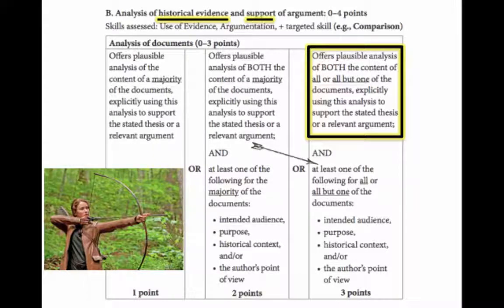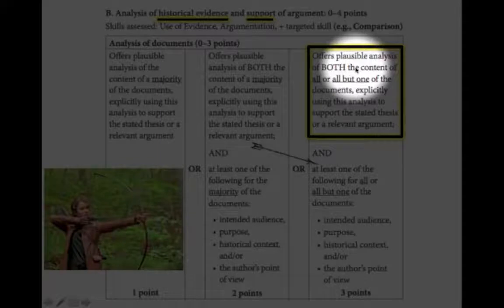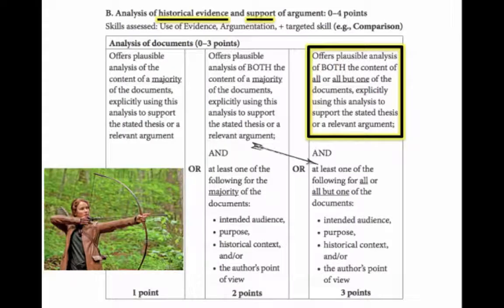3. To get the 3, you need to give analysis of the documents, all but 1. So, this is AP Calculus. There's usually around 7 documents. You could do 6, you're solid. If you do a majority, you're back over in the category 2.